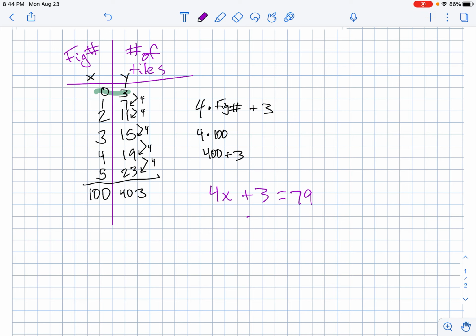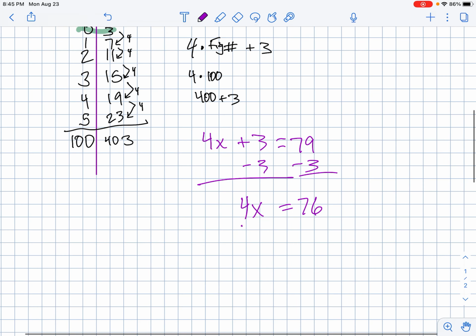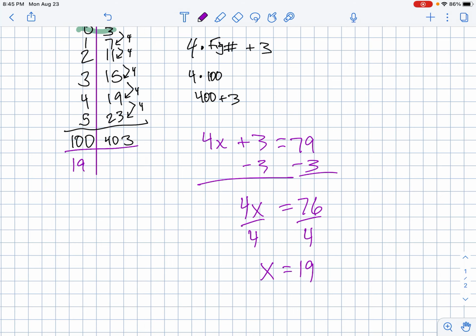So we're going to solve this by subtracting 3. So we got 4x equals 76. And then dividing by 4 right there, x is going to come out to 19. So what figure number would have 79 tiles? Figure 19 would. 19 would give you 79. How can I double check that? Well, take 19 times 4, you get 76, add 3 to get to 79.